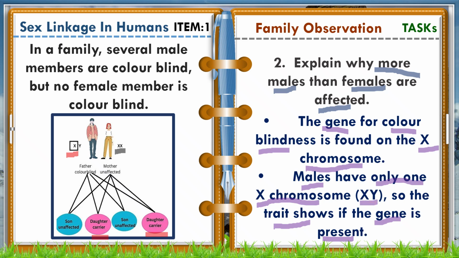So if this X is affected, the color blindness trait is going to express itself because the Y cannot suppress the color blindness trait from expressing itself, unless they had an XX, because this X would suppress the other X. But because it is Y, it cannot suppress the color blindness on the X gene. So the trait will show because there is only one gene present on the X chromosome.